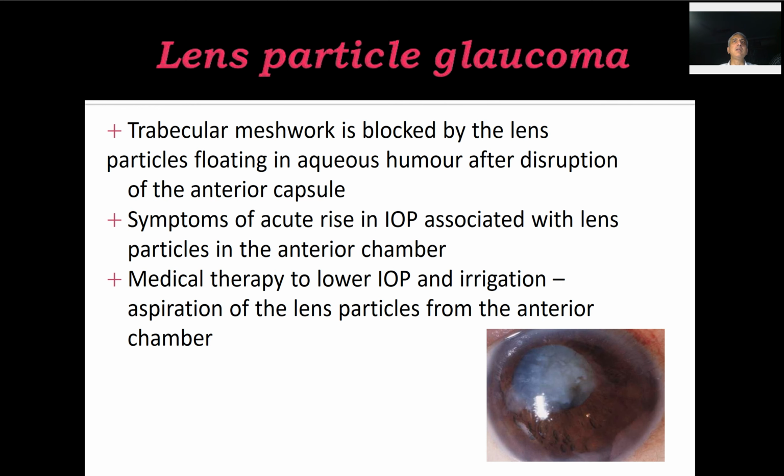The treatment is to lower the intraocular pressure and followed by irrigation aspiration of the lens particles from the anterior chamber. Usually, the lens is ruptured due to trauma, and the lens is usually clear and it becomes opaque at that time. Therefore, in these patients, usually you do not have to do a phacoemulsification, and the lens is usually aspirated, especially in younger patients.